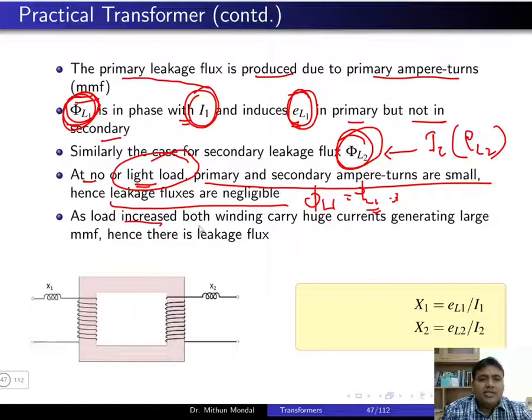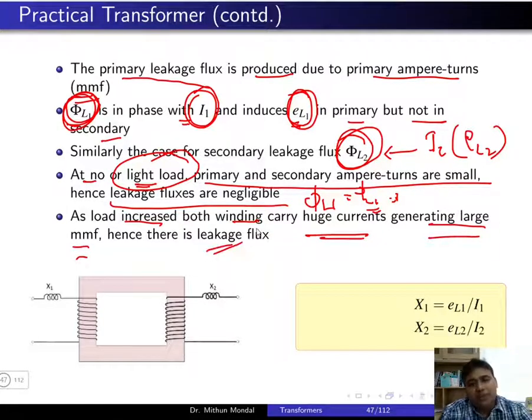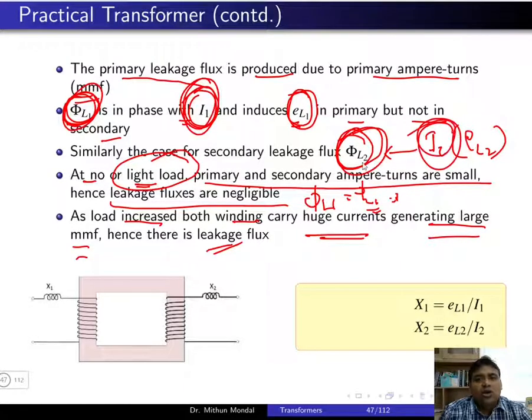However, when the load increases, both windings carry a huge amount of current, generating a large MMF, hence there will be a leakage flux. So what will happen when the load is more? When the load is more, obviously the current drawn by the primary and secondary windings will be more, and since the leakage fluxes phi L1 and phi L2 depend on the currents I1 and I2, obviously their magnitude will be more. Hence, you can't neglect the leakage flux under the heavy load condition. Hence, we have to include the leakage flux in the equivalent circuit of the transformer.